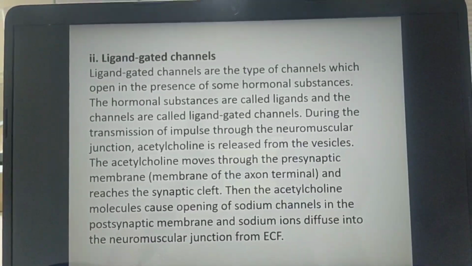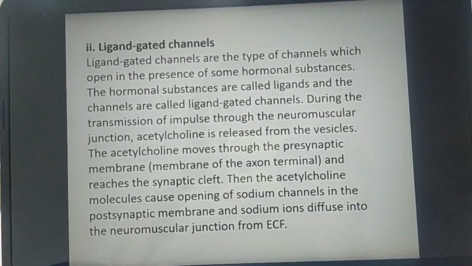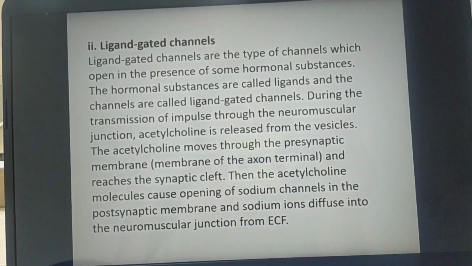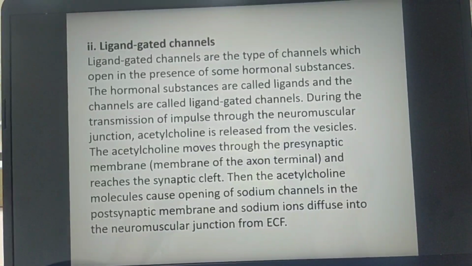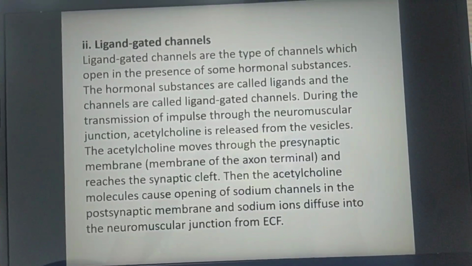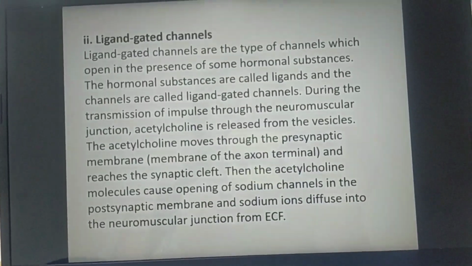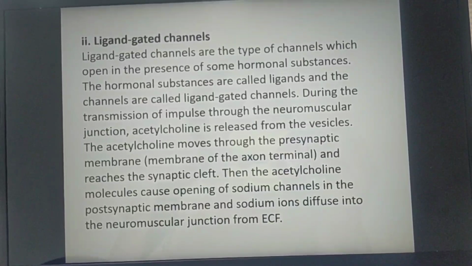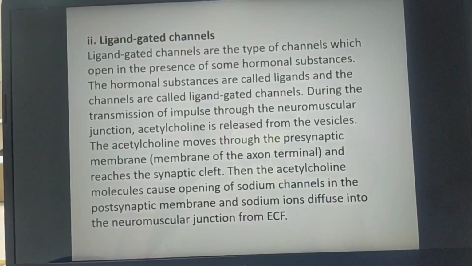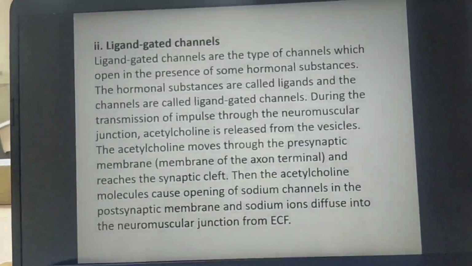Ligand gated channels. Ligand gated channels are the type of channels which open in the presence of some hormonal substances. The hormonal substances are called ligands and the channels are called ligand gated channels. During the transmission of the impulse through the neuromuscular junction, acetylcholine is released from the vesicles. The acetylcholine moves through the presynaptic membrane, the membrane of the axon terminal, and reaches the synaptic cleft. Then the acetylcholine molecules cause opening of sodium channels in the postsynaptic membrane and sodium ions diffuse into the neuromuscular junction from the ECF.